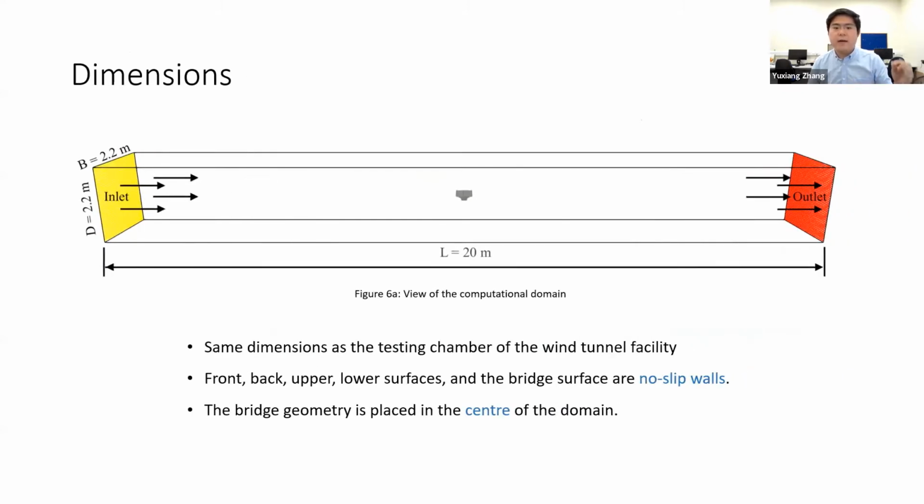Dimensions of the domain are shown in the figure, which are the same as those of the wind tunnel testing chamber, as mentioned in the background information. The yellow face on the left is the inlet and the red face on the right is the outlet, and the other 4 faces are defined as no-slip walls. The bridge geometry is placed in the center of the domain, the surface of which is also considered a no-slip wall.